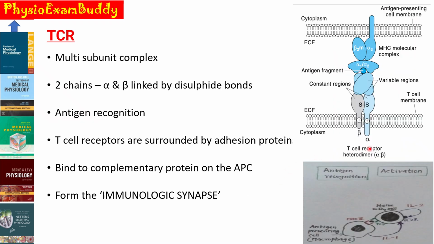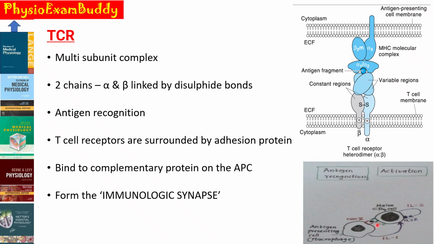In detail about the T cell receptor. It is a multi-subunit complex, and you can see here that it is made up of two chains, that is alpha chain as well as beta chain, which is linked by a disulfide bond. And there is an antigen recognition site, and this T cell receptor is usually surrounded by an adhesion protein, and they usually will bind to the complementary protein on the antigen presenting cell, and they form an immunological synapse.